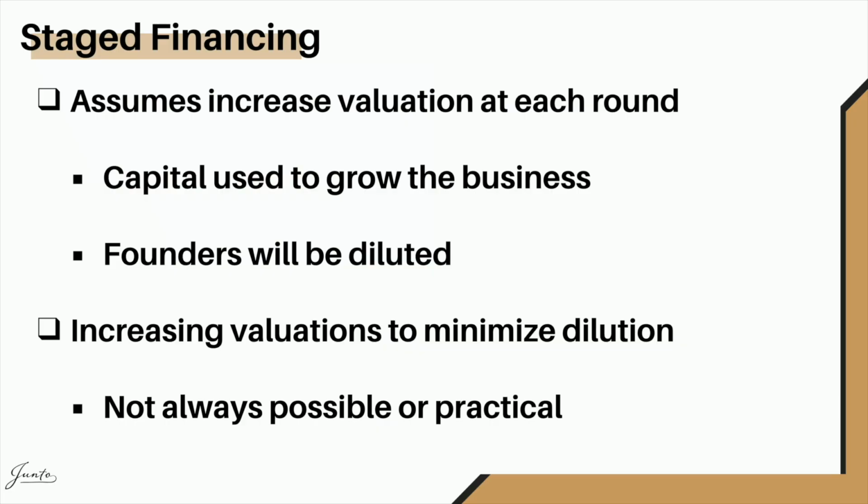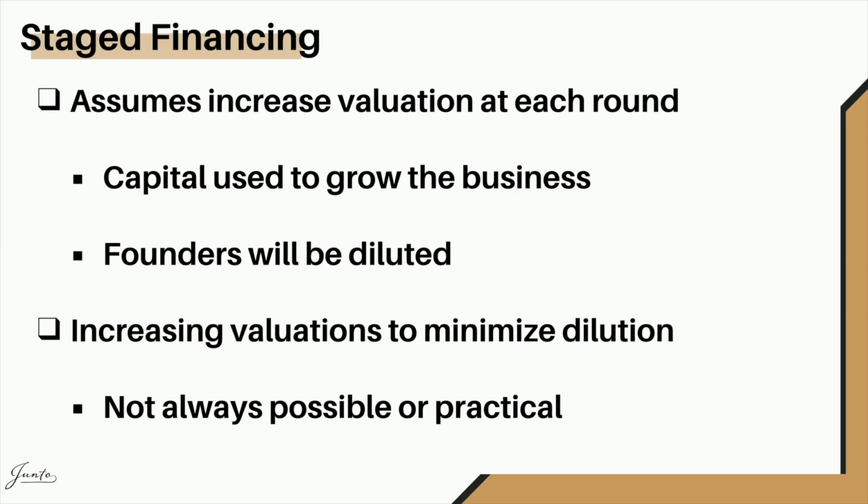We're always assuming an increased valuation at each round. Every round, the company raises more money at a higher valuation. They use this capital to grow the business. And what goes along with that is that the founders will be diluted. The founders' ownership, because they are taking investment rounds, will go down. But they're going to want increasingly high valuations to minimize that dilution, thinking that their increasing valuation will minimize their dilution. However, that's not always possible or even practical.